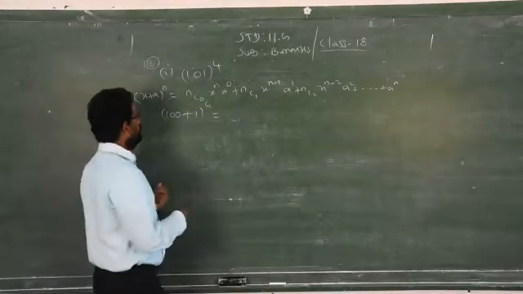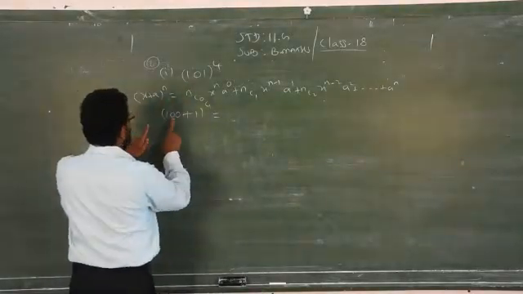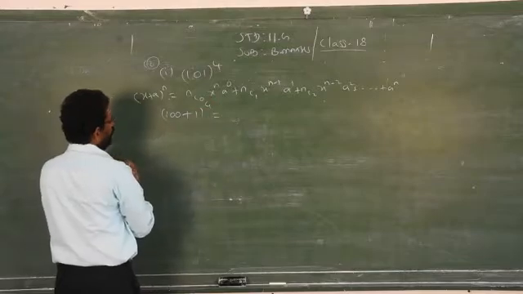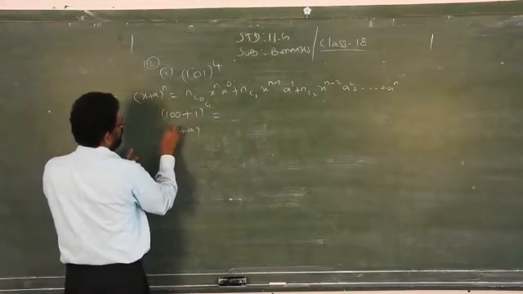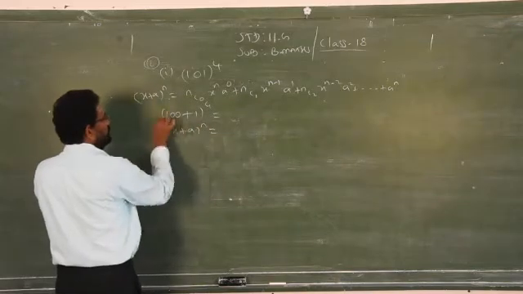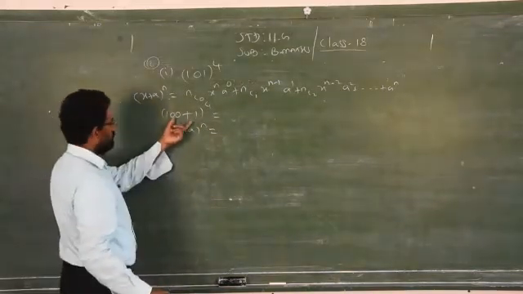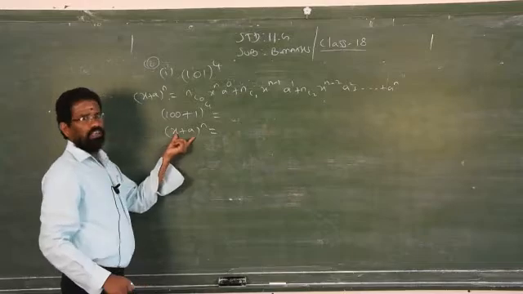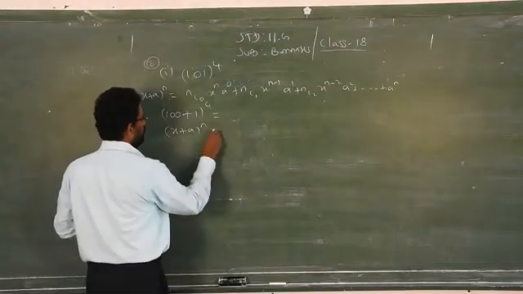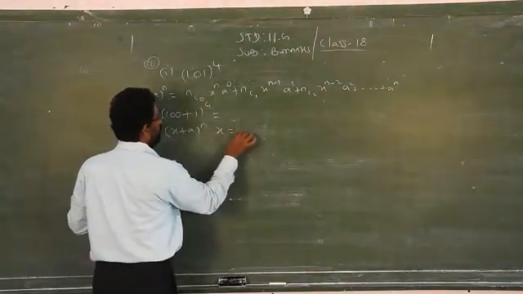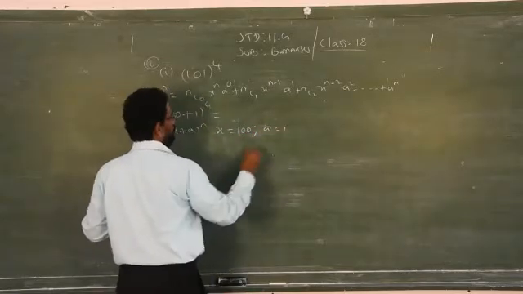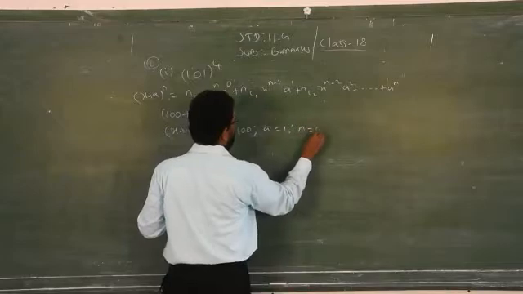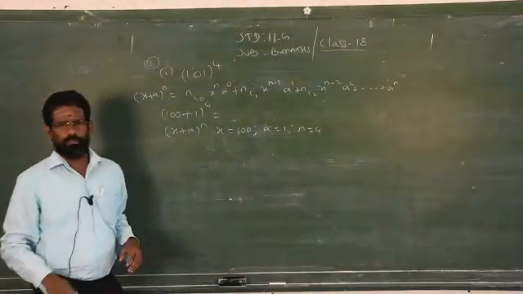Clear? So I am replacing this 101 like (100 plus 1) whole to the power 4. So just as it is, you have to compare these terms with the general formula. So what will come here? x is equal to 100, a is 1, and what is your n? 4. Just you have to write.